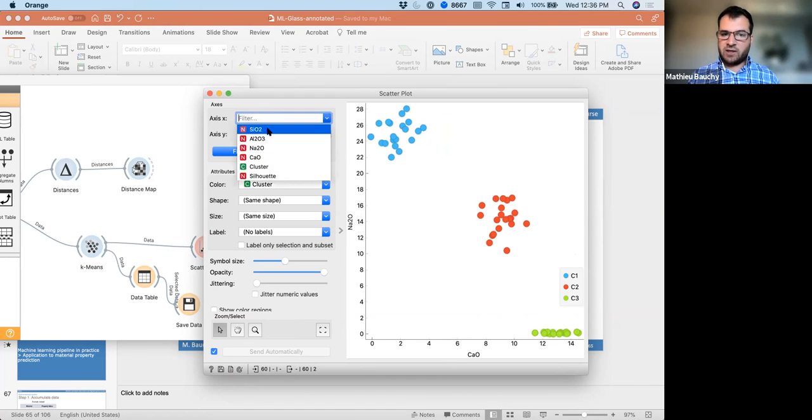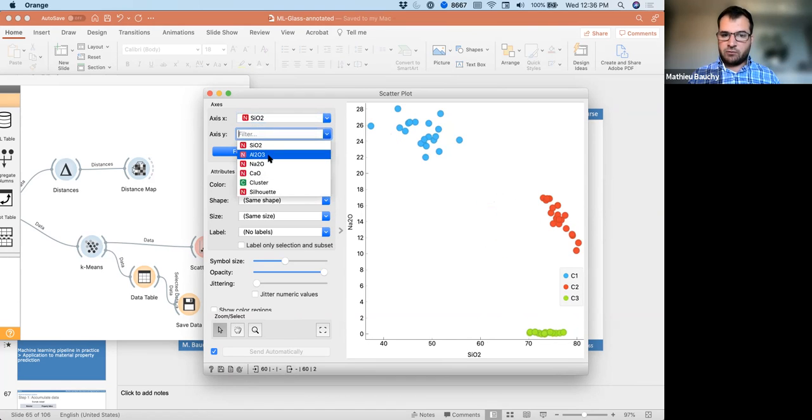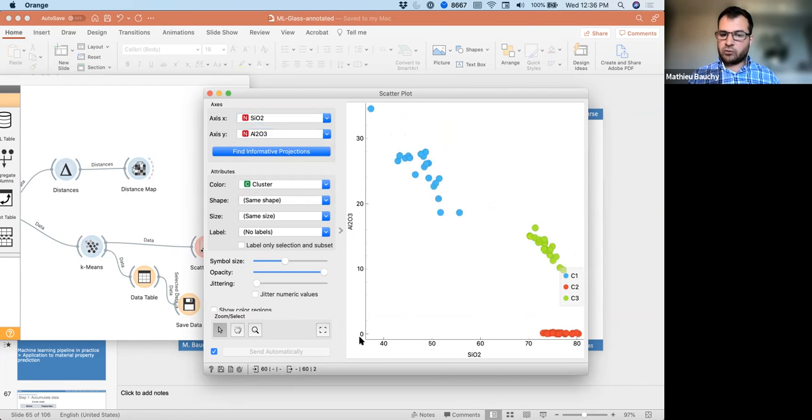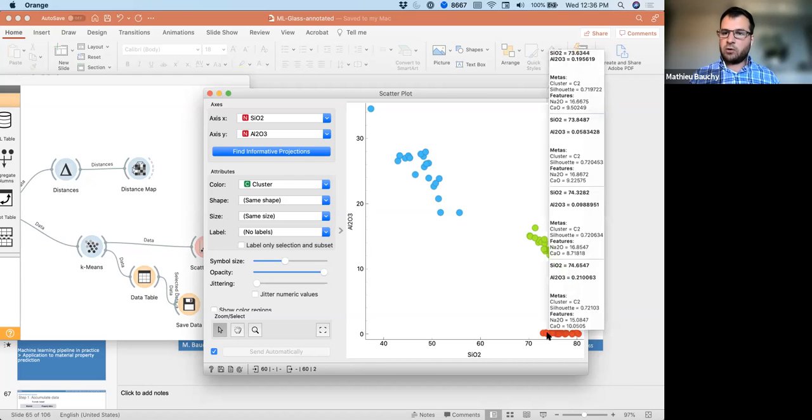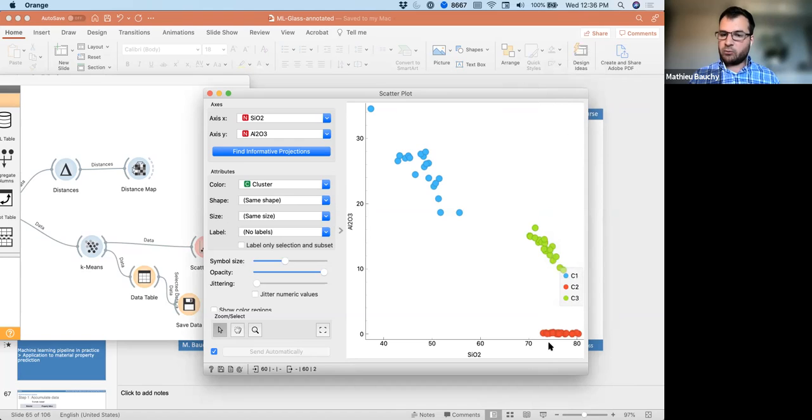Another way of seeing that is that if you look at SiO2 and Al2O3, those are the ones that do not contain so much aluminum. So those are some typical soda-lime silicate glasses that do not contain aluminum, right? Some typical window glasses. So this is one group that was found by the clustering. Then you have another group here, let's say the blue group.